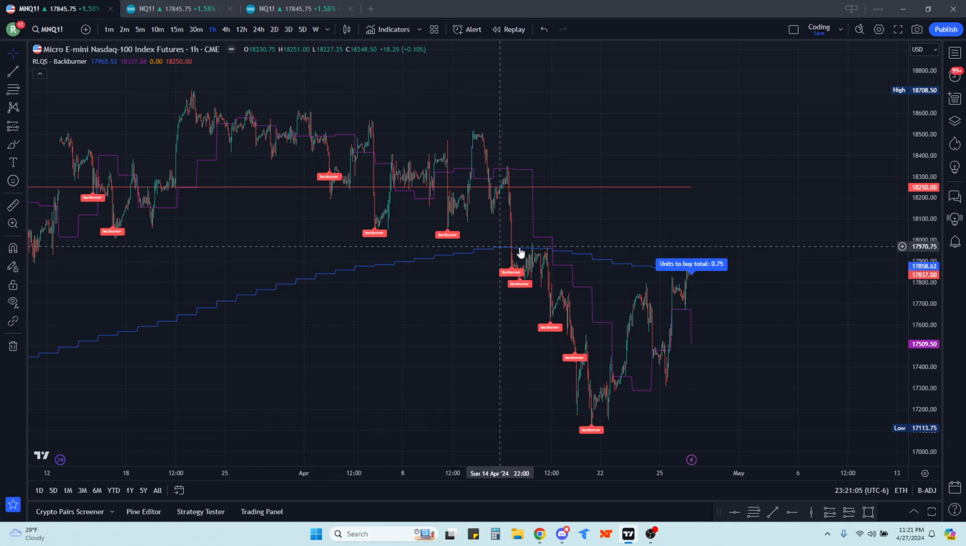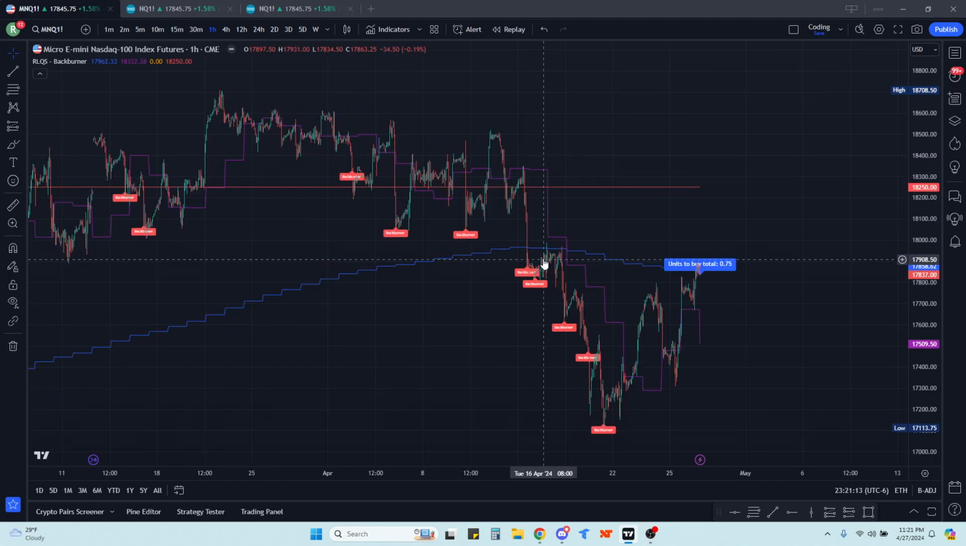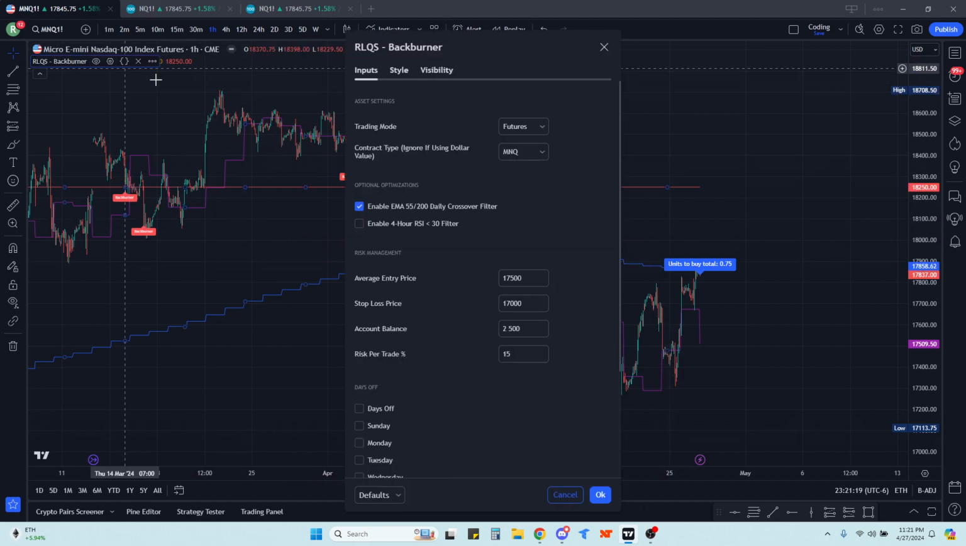These lines look weird, but I'll explain what they are in just a little bit. These are for scaling in and scaling out. Same with this red line, scaling in and scaling out. So essentially, what we're going to be doing here, let me go ahead and show you the parameters.